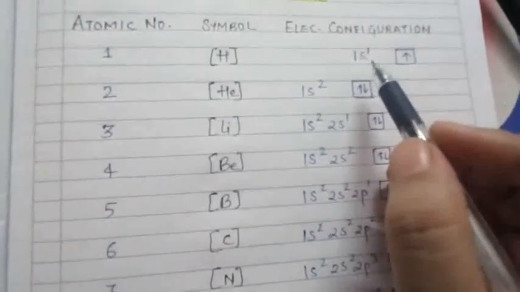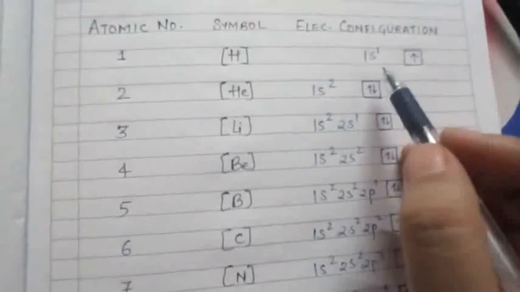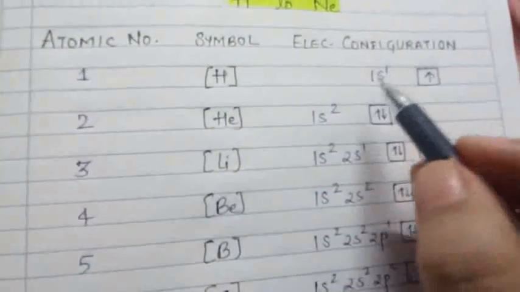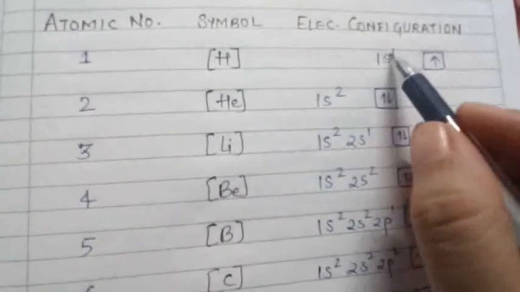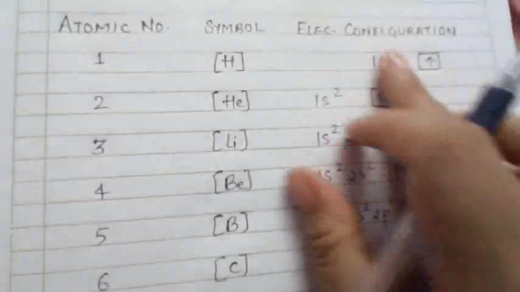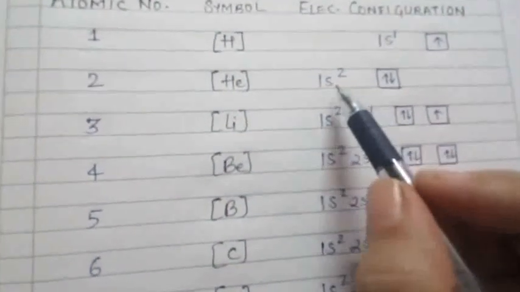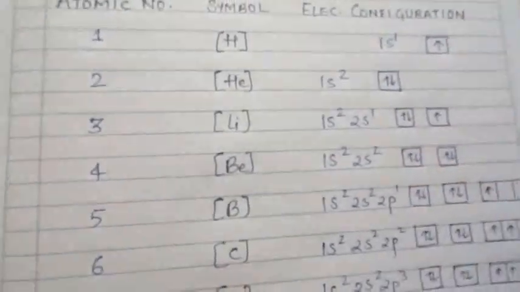Before you watch this video, you should first see the rules of filling of orbitals. Then this will be clear to you. So 1s has one orbital where one electron is there, and I have drawn one electron with the spin. Then 2 is the atomic number for helium. So the configuration is 1s2, which will be drawn like this, one clockwise and the second electron anti-clockwise.